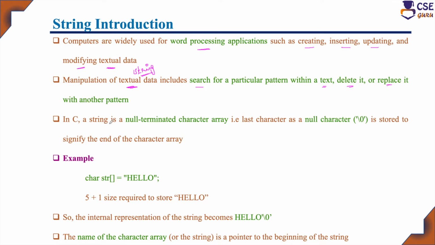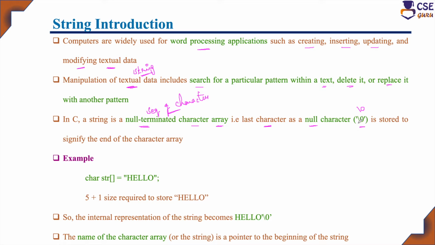So in C, a string is a null terminated character array. String is nothing but an array, but a textual array. Or otherwise, string is nothing but a sequence of characters. And one important peculiar character in a string is that the last character in the string is a null character, that is \0. This is represented as the null character.